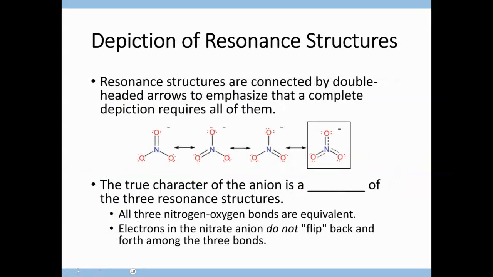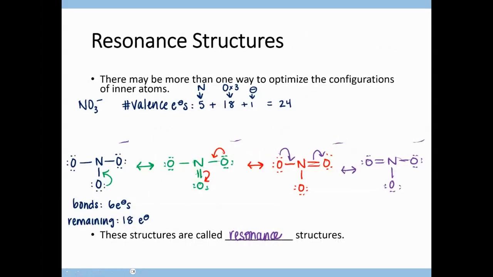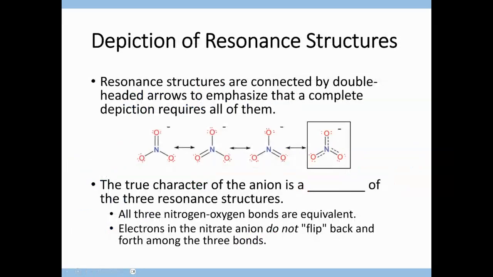So resonance structures are connected by a double-headed arrow. I drew that on the last slide. I didn't call it out, but this is an arrow that we use to show that the structure on the left and the structure on the right are resonance contributors of the same molecule or the same ion.